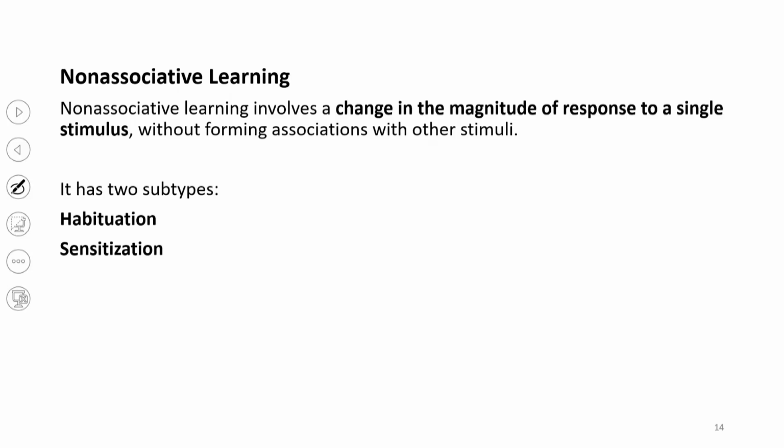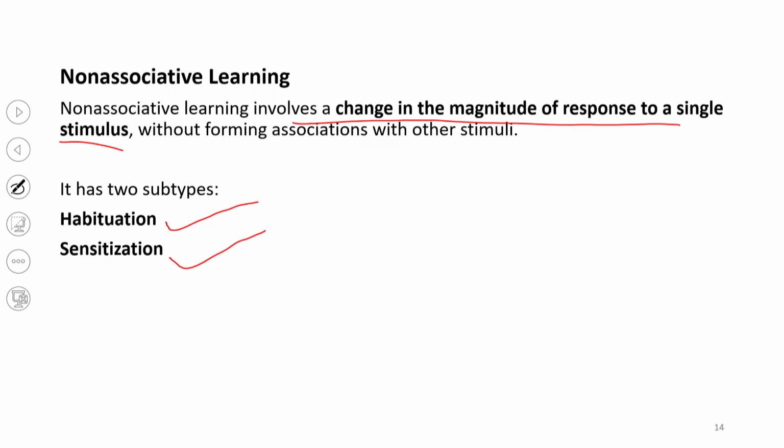Now, sometimes learning can happen in a non-associative context also. There we are not learning to associate between two things, we are only learning that involves a change in the magnitude of response to a single stimulus. There is a single stimulus, there are not two things, but our response to that stimulus changes, either it increases or decreases. So, there is no association here, but your response to that stimulus changes with the passage of time. Those kinds of changes that we learn are called non-associative learning. There are two types of non-associative learning, one is called habituation, another is called sensitization.